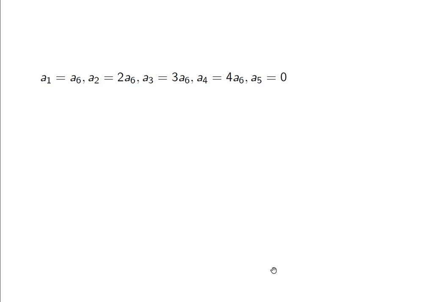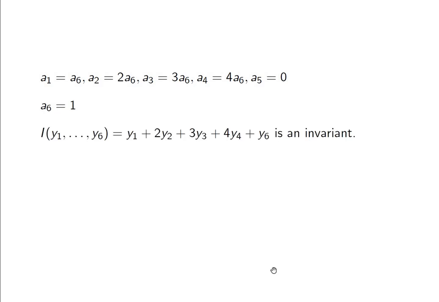So we're going to plug in a6 equals 1, and that gives me I of y1 through y6 equals y1 plus 2y2 plus 3y3 plus 4y4 plus y6. We know this is an invariant because we actually did check the condition before. Now, we are hoping that this gives you a different answer for 010101. And if you plug it in for 010101, we get 4.